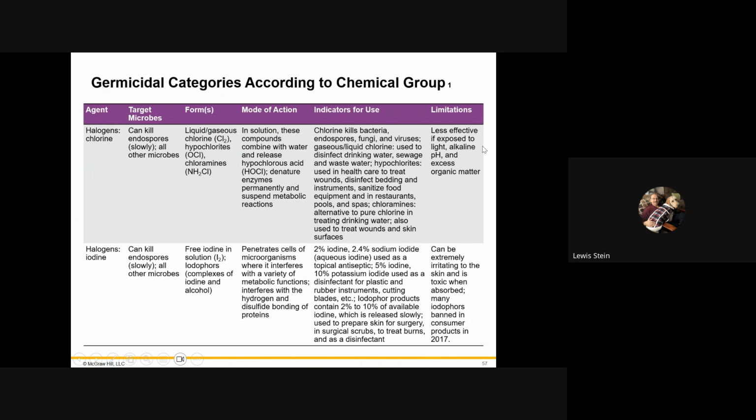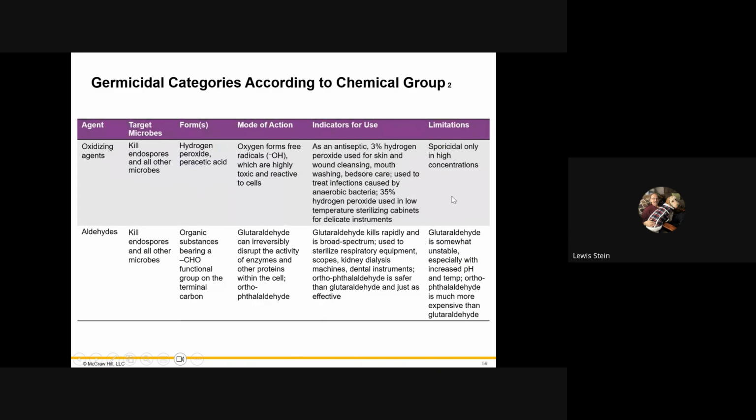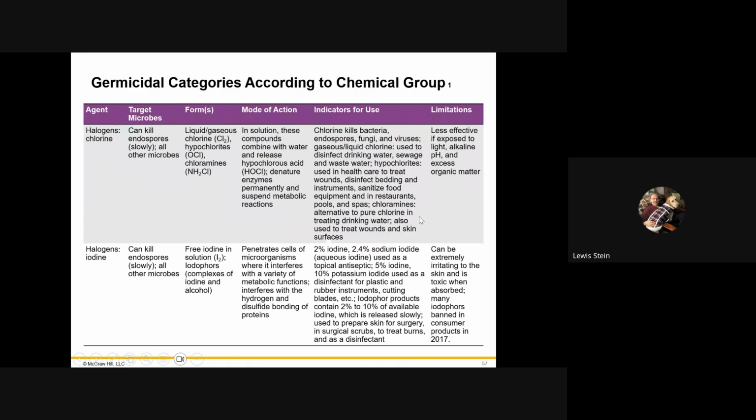It's less effective when exposed to light. That's why the containers that you and I buy for bleach, if we're going to use it for laundry or for any purpose, are opaque, because light damages it. It doesn't work well at an alkaline pH. And organic matter is an issue, so you've got to pre-clean things first. Oops, went too fast there.